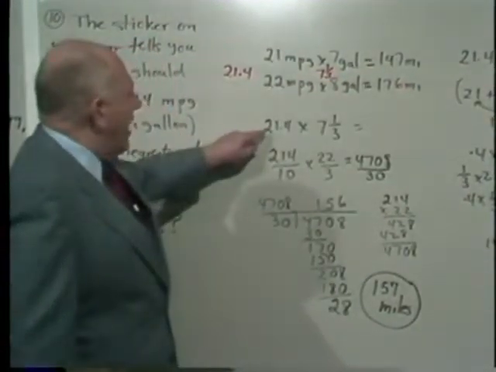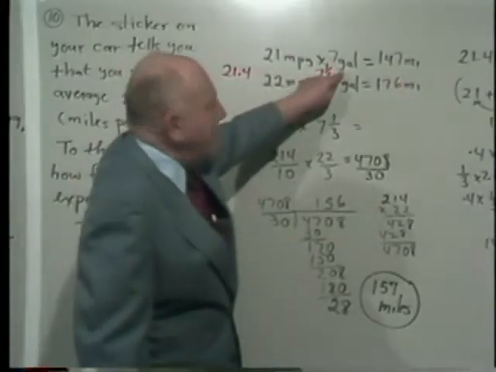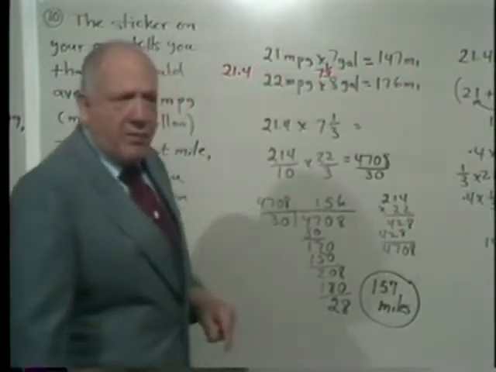But what is the exact answer? No matter what these adjectives are, what is the theory behind this problem? You multiply the miles per gallon times the number of gallons.